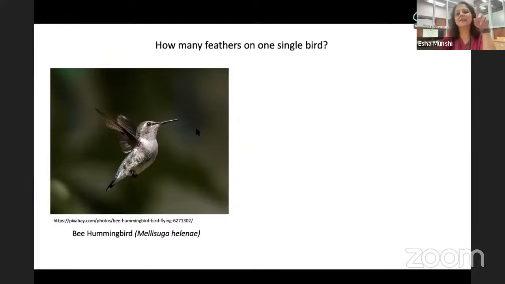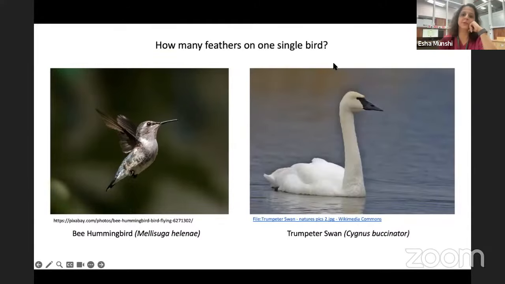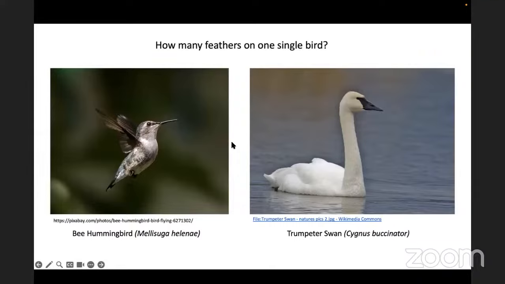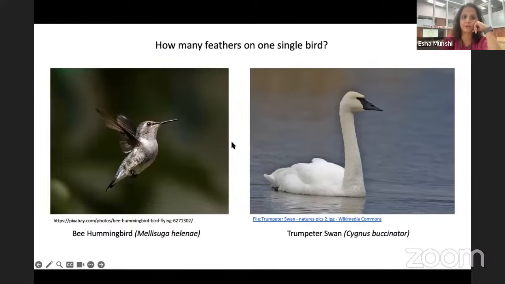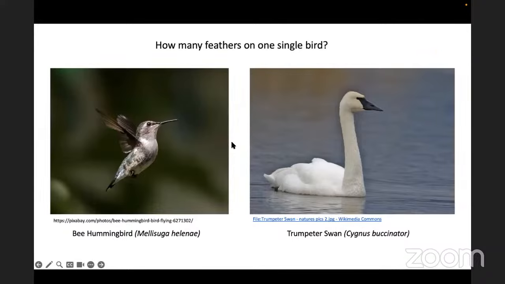So the answer is around 1,000 feathers for the smallest bird in the world. Okay. This little bird has got 1,000 feathers stuffed in it, whether you can see it or not. And 1,000 feathers, trust me, is a huge number when you're talking about a bird this small. Now we'll talk about one of the larger birds, the trumpeter swan. How many feathers do you think a trumpeter swan would have? So the second question in the poll, if you scroll down, says, how many feathers does a trumpeter swan have?